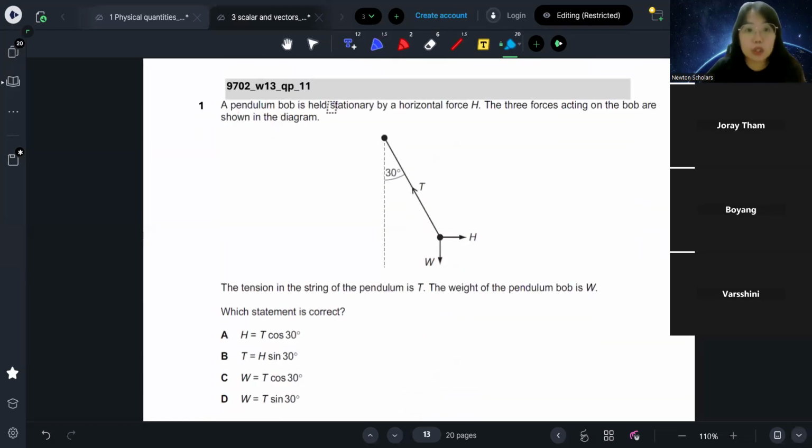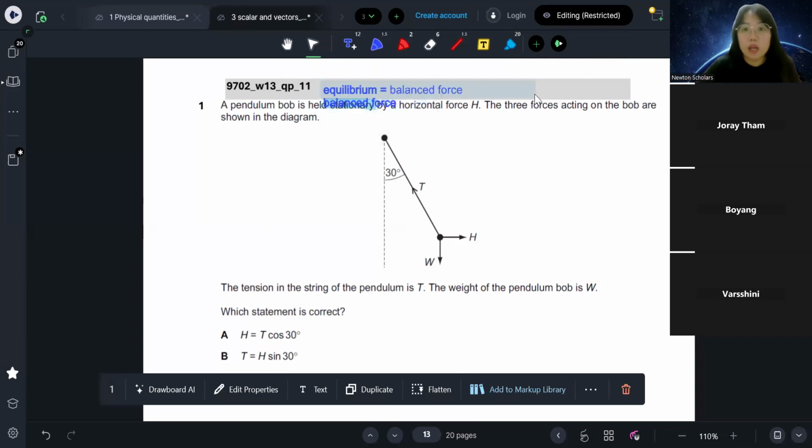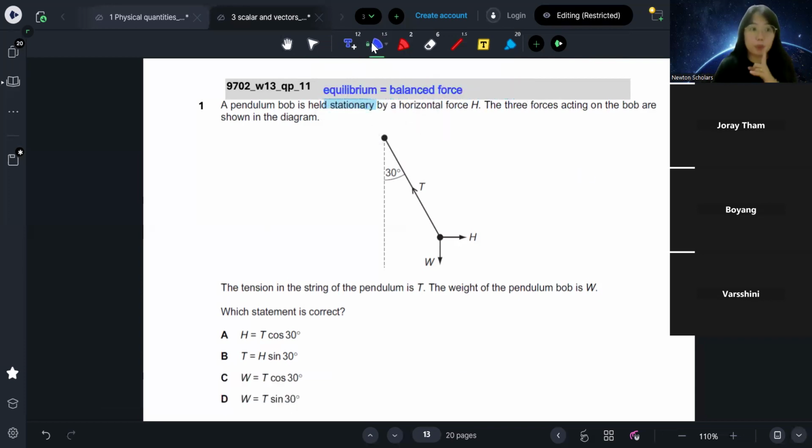Okay, here, pendulum bob held stationary. Highlight stationary. If stationary, write it down: equilibrium, or we say balance. Okay, the forces are balanced. If the forces are balanced, I need you to be very clear. Here, I write: upward force equals downward force. Force on your left hand side equals force on your right hand side. Okay? So they will balance out each other.